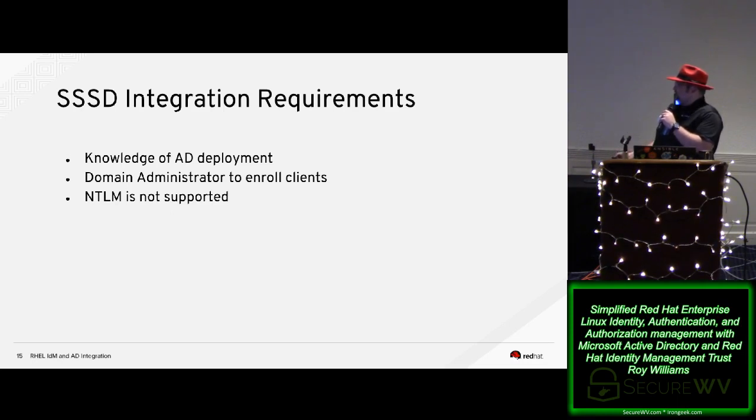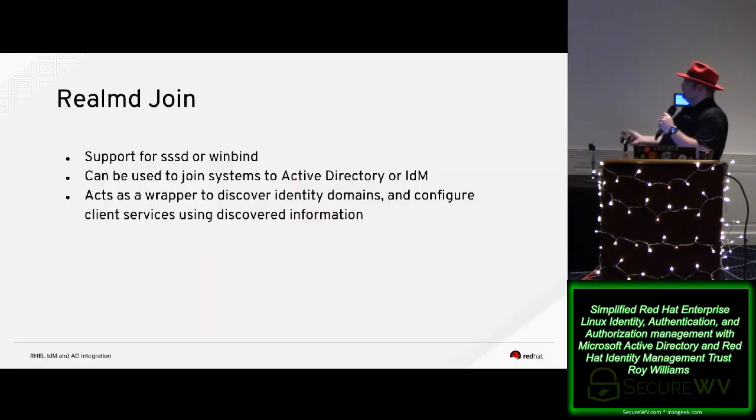And one big caveat, if you're using NTLM, then this isn't going to work. NTLM has been dead for a while, but some places it still is in use. If that is a requirement, there are other ways like WinBind that will work for that, but SSSD does not support NTLM. So realmd, or realm join. Again, this is a wrapper that we use to set up SSSD. It will also set up WinBind, so in those edge cases where we have to work around NTLM.